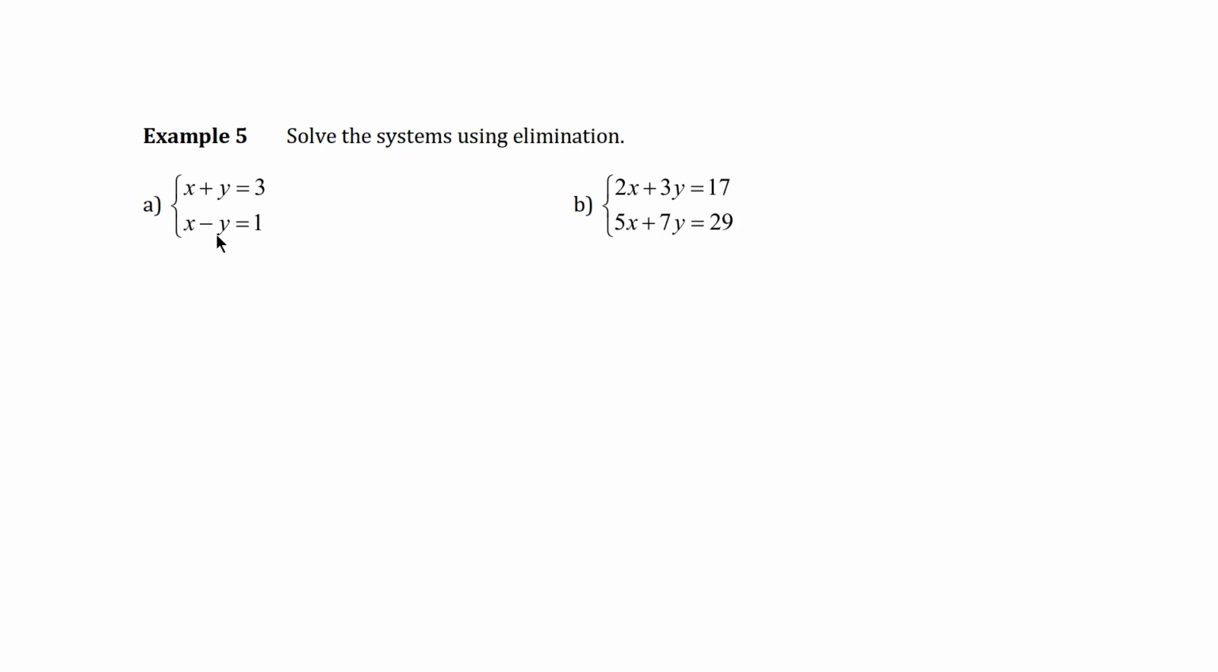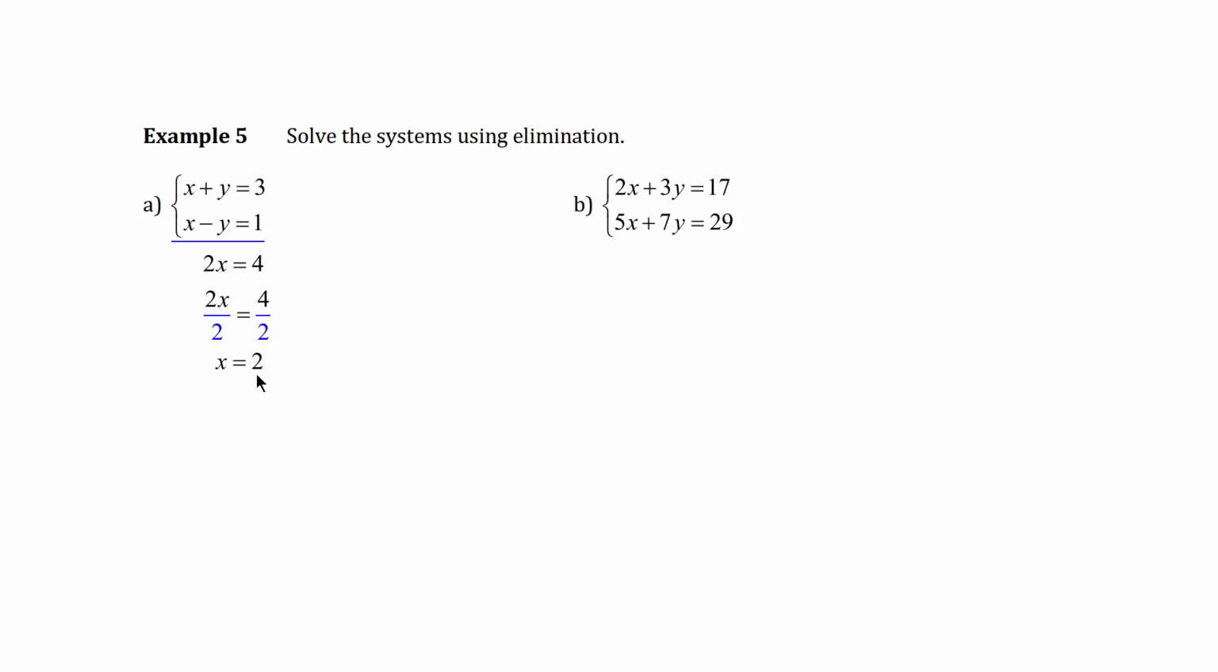Simplifying the left-hand side, x plus x is 2x, the plus y and the minus y cancel out, and on the right-hand side, 3 plus 1 is 4. The result is 2x equals 4. From here, we can move on to step number 4 by solving for the remaining variable x. To solve for x, we get rid of the 2 by dividing both sides by 2. We get 2x divided by 2 equals 4 divided by 2. Simplifying the left-hand side, 2x divided by 2 is x, and on the right-hand side, 4 divided by 2 is 2. The result is x equals 2.